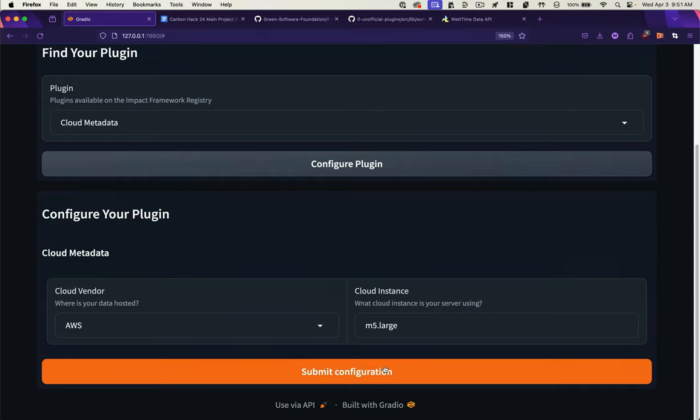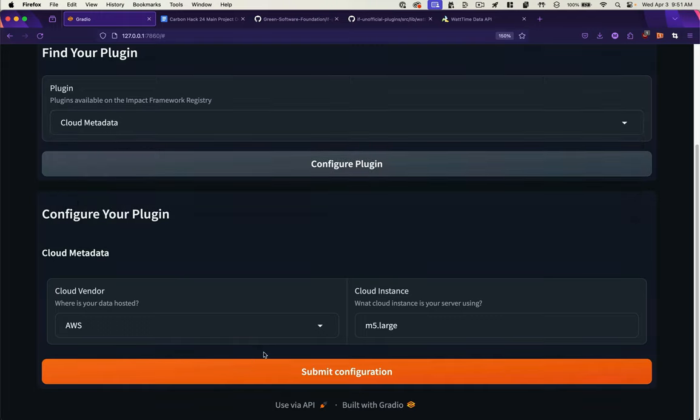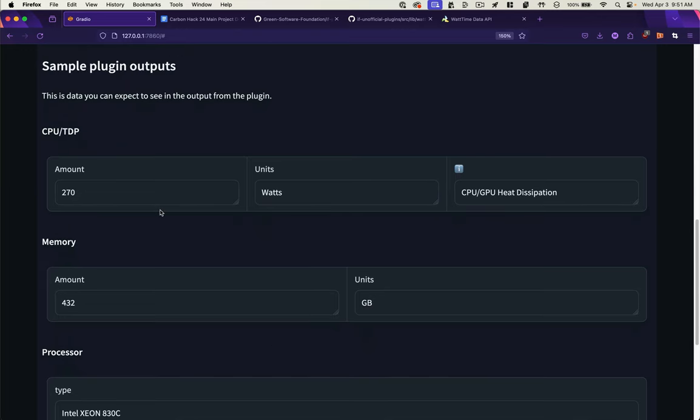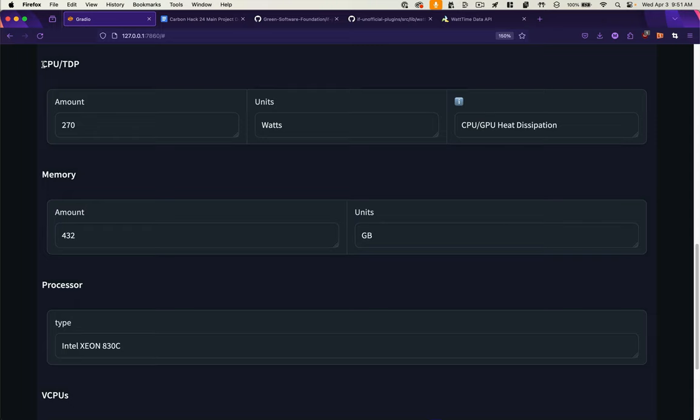on M5 large. Different plugins obviously would have different configuration variables and different methods of helping users to collect the needed data to construct their pipeline. At any rate, once we have that configuration for our chosen plugin, we click submit. And now it's going to give us a sample of what the output from this plugin might look like so that we can actually understand it a little bit better and determine the next steps in our pipeline to continue measurement. So for this particular plugin, it's going to output a CPU TDP of 270.